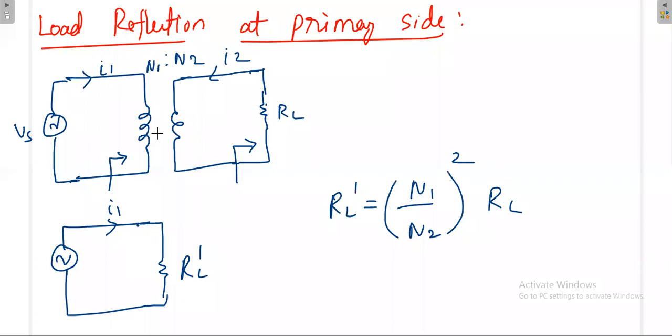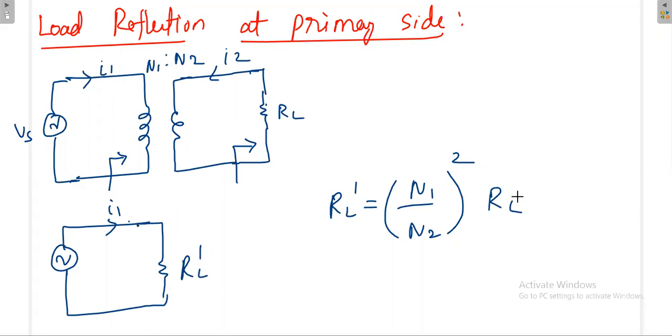This is mainly used for circuit analysis purposes. What is the effect of this load at the primary? Once you know this, you can calculate I1 with the help of this formula, and once you know I1, you can easily calculate I2. That is the idea of this reflection. It depends on N1 and N2. Irrespective of whether N1 is greater than N2 or N2 is greater than N1, this is the general formula for how the load will be reflected to the primary side. RL dash is equal to N1 divided by N2 whole square into RL.